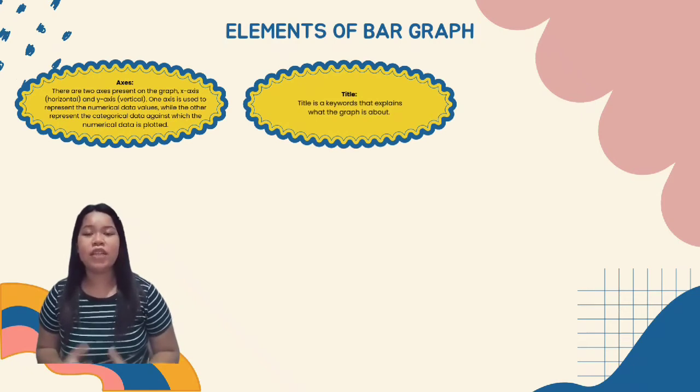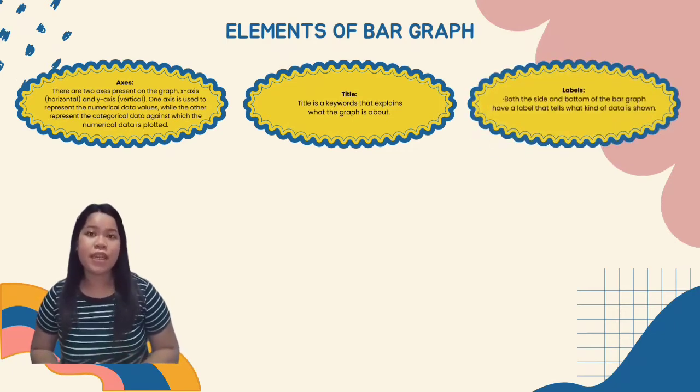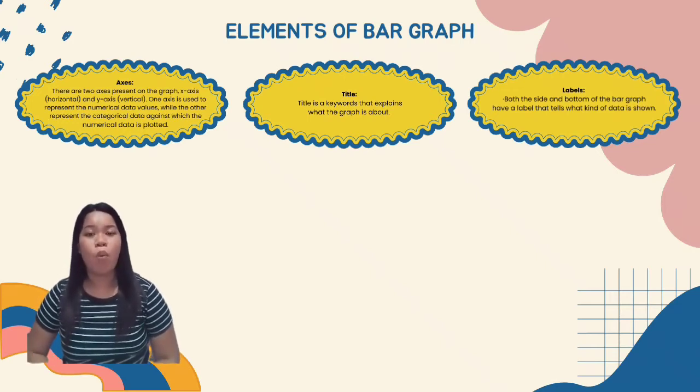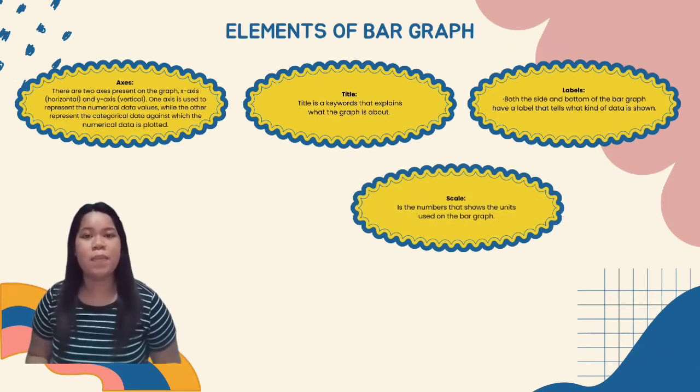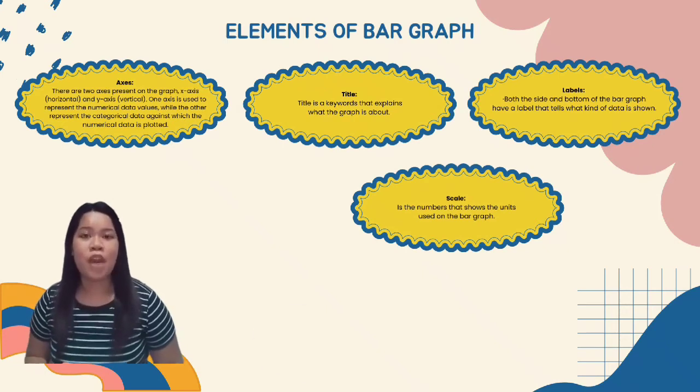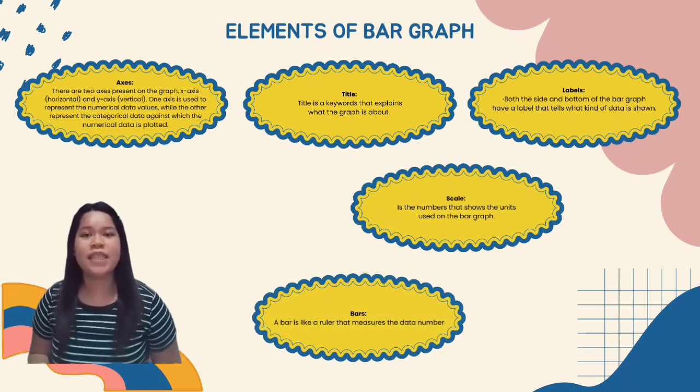Second, titles. The title contains keywords that explain what the bar graph is all about. Third, label. It can be shown on both sides and bottom of the bar graph. It tells about what kind of data is shown on the bar graph. Fourth, scales. It's the number that shows the units used on the bar graph. Fifth, bars. It's like a ruler that measures the data number.